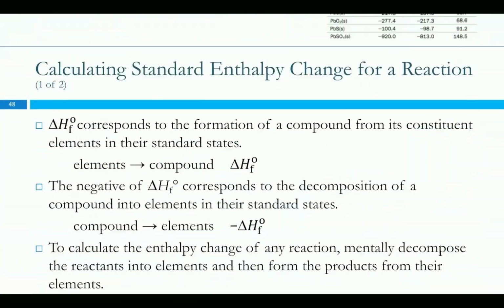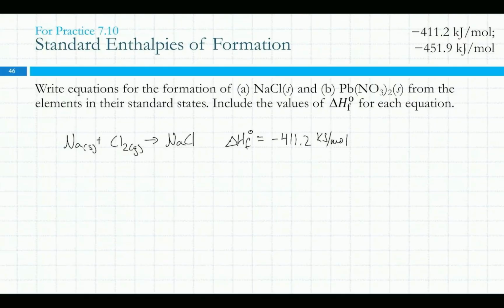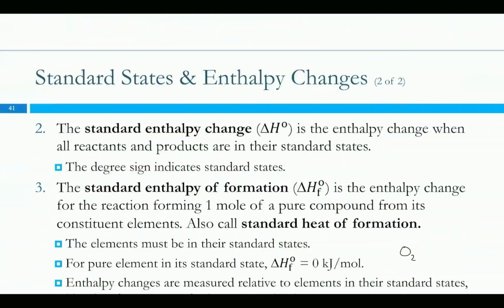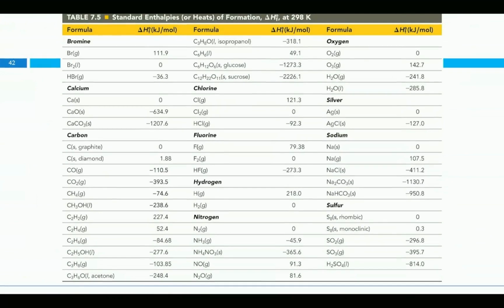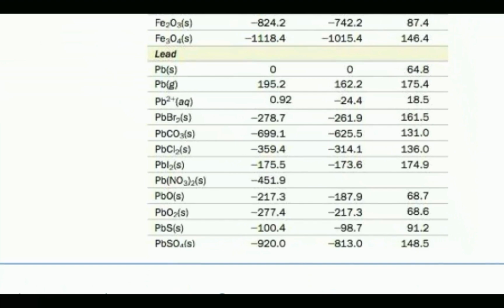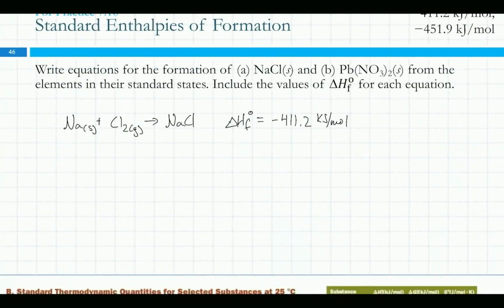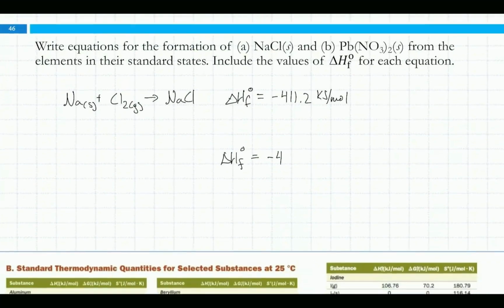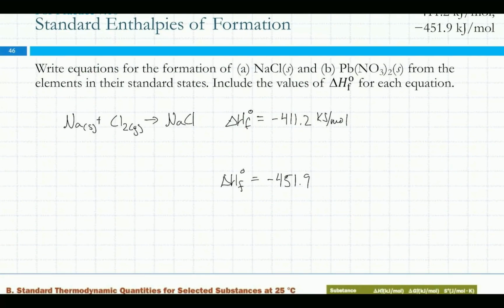And then if we do lead nitrate, what was going to have lead nitrate? Did I miss it? So we'd find lead nitrate. It's not on that table. Lead nitrate, solid, negative 451.9. So delta H of formation, it's up there, negative 451.9. And this is to make Pb(NO3)2 solid.